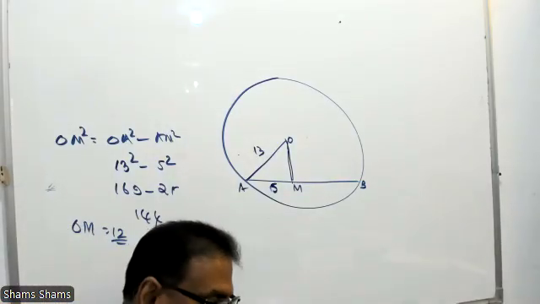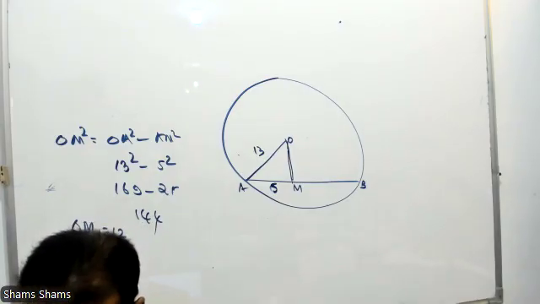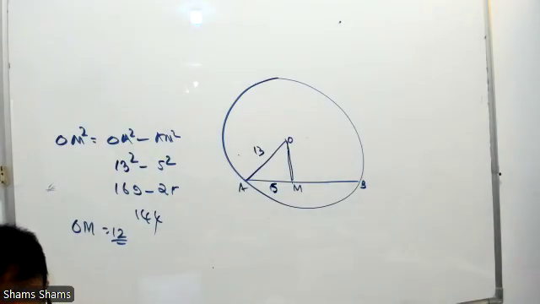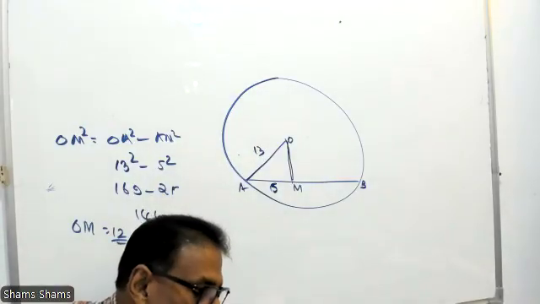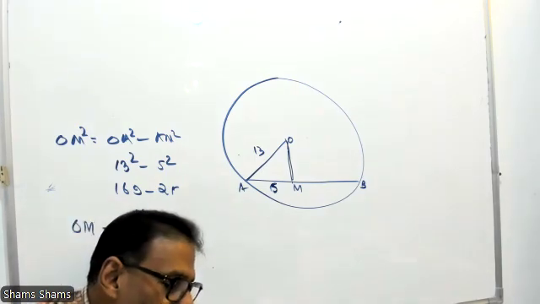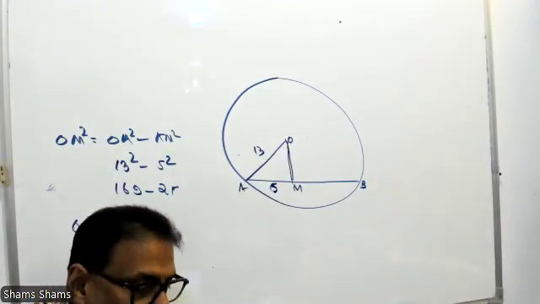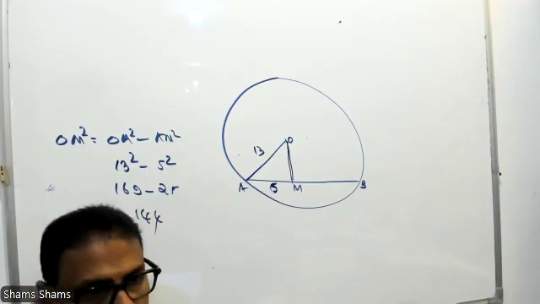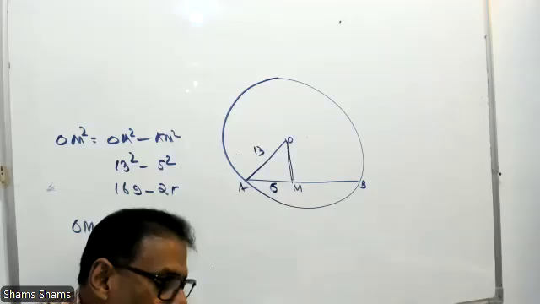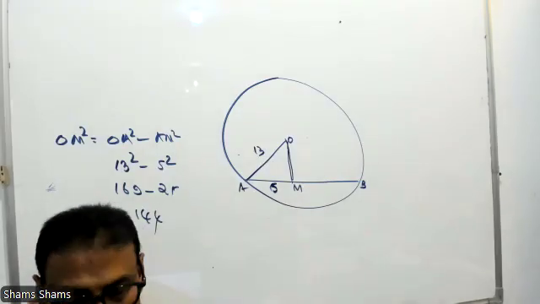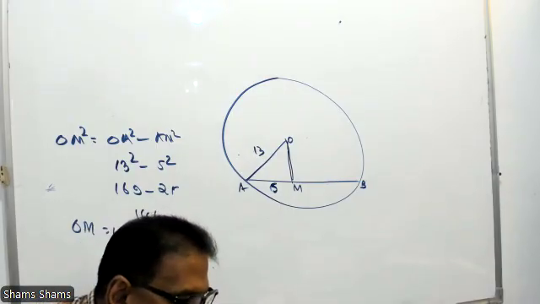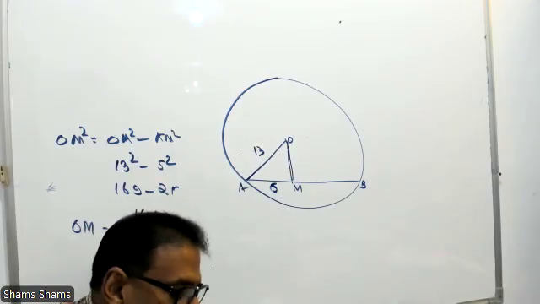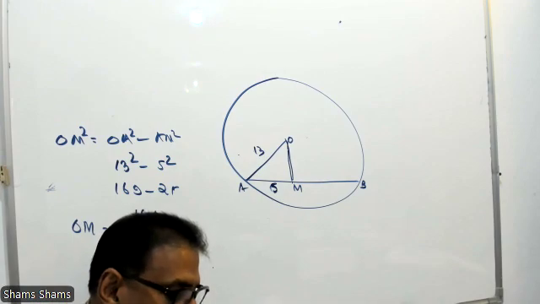Find the length of the chord of a circle which is at a distance of 5 centimeter from the center of a circle of radius 13 centimeter. Understood?